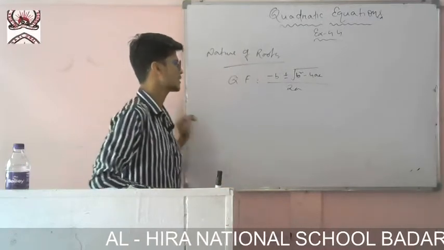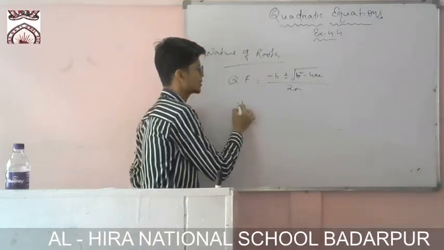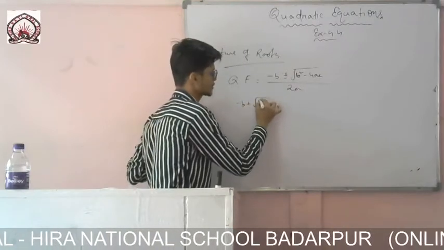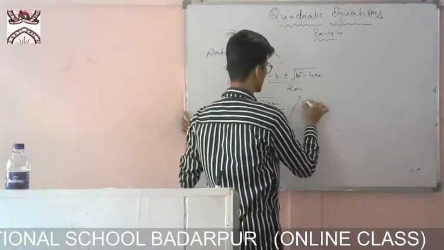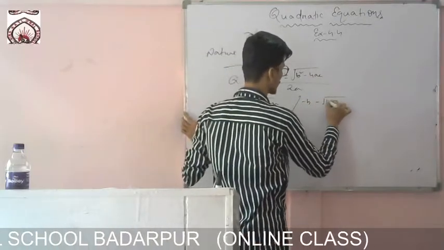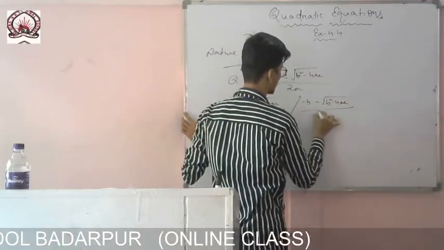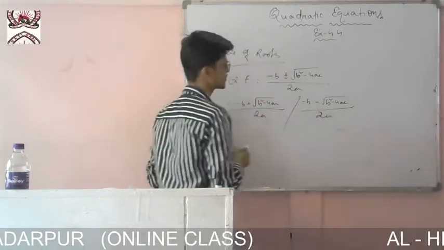So the two roots are, one will be like this. One root will be equal to minus b plus root over b square minus 4ac by twice a, or it will be minus b minus root over b square minus 4ac by twice a. So these are the two roots of the equation.